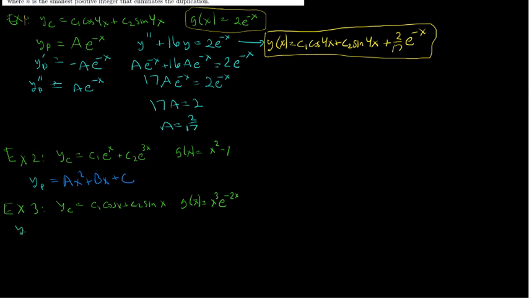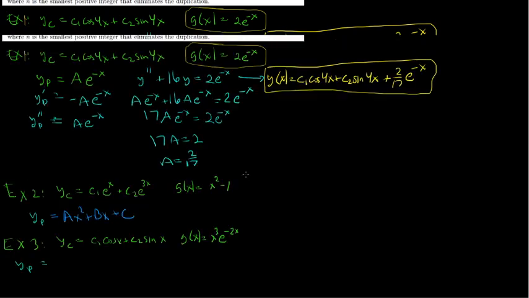So what could yp be? So just based on the g of x, right? You notice there's no sines or cosines in g of x. That's going to be important later. This is just x cubed e to the negative 2x.